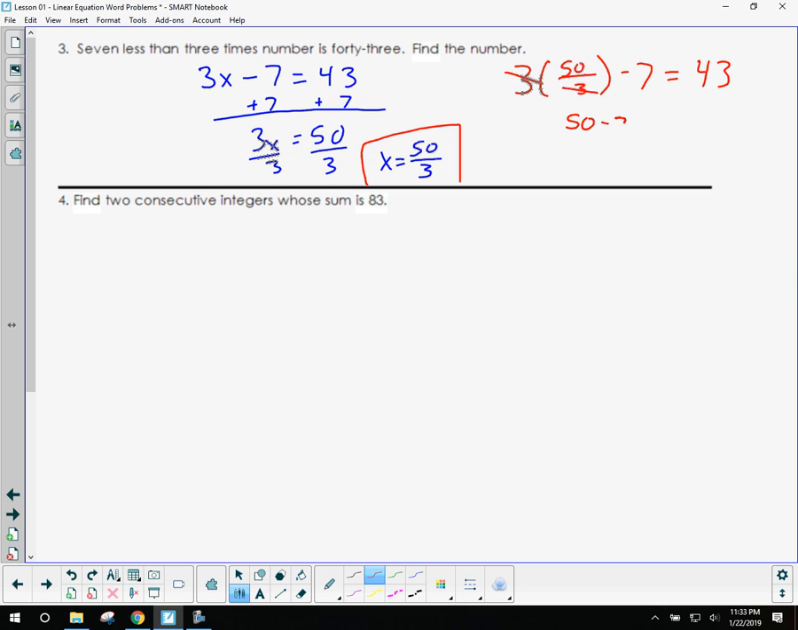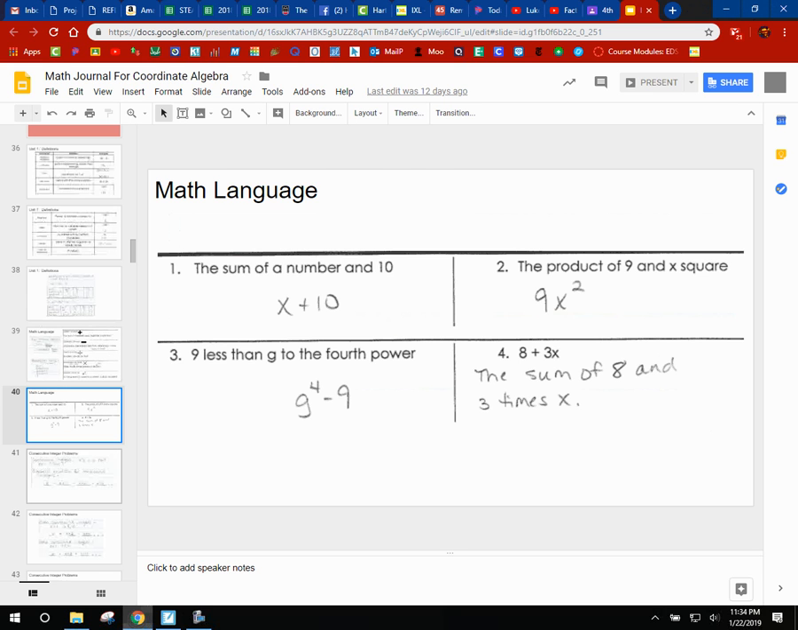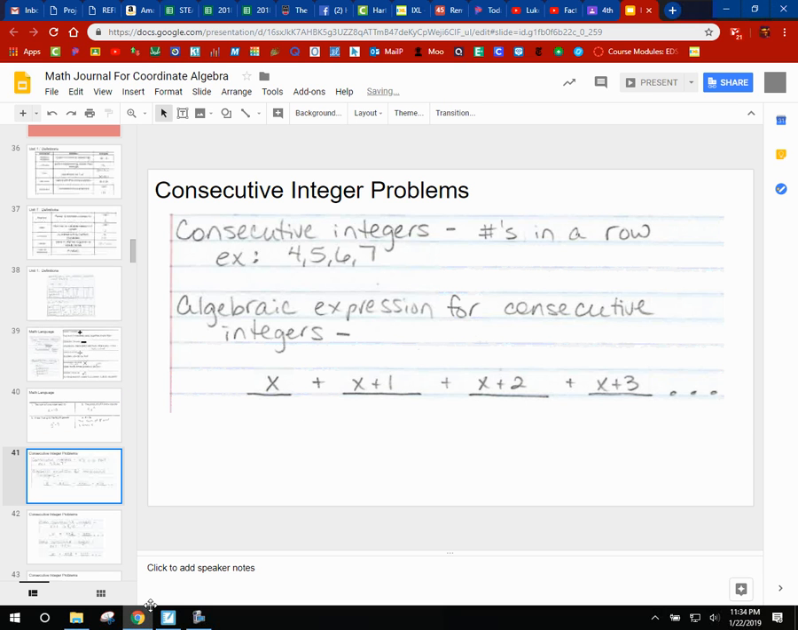Now we have this new kind of terminology down here. It says find 2 consecutive integers whose sum is 83. If you go back to your notes, right after this one, come down here to consecutive integers, or numbers in a row. Example 4, 5, 6, 7. So an algebraic expression for consecutive integers will be x, x plus 1, x plus 2, x plus 3.